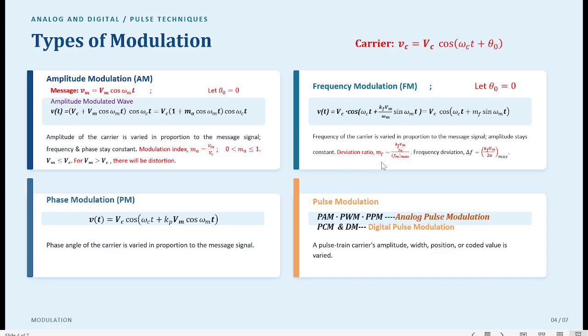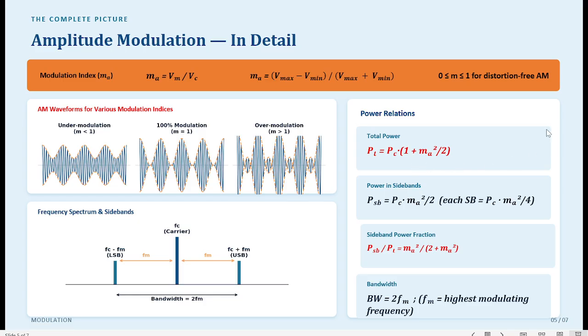In this case an important factor is the deviation ratio mf, which equals kf Vm upon 2 pi times the maximum frequency of the modulating signal. Here we can also define frequency deviation like this. That is not the important thing.